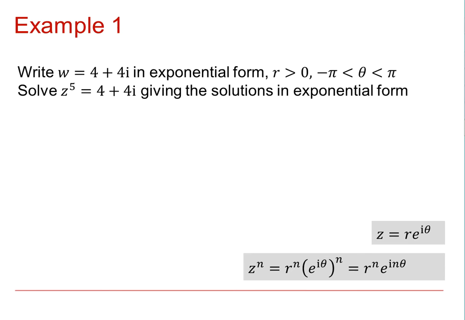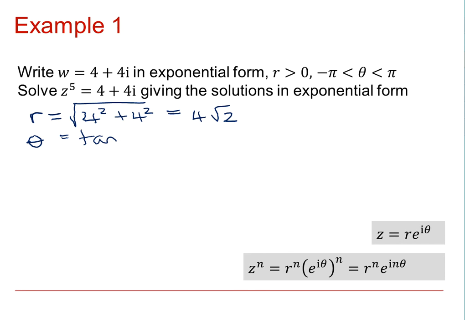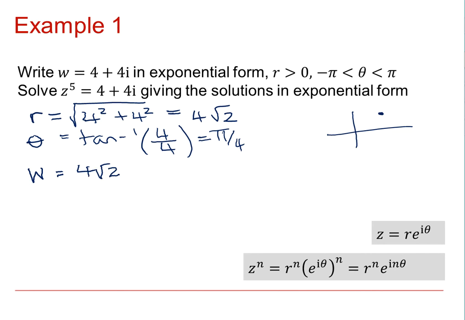In this example, we write w equals 4 plus 4i in exponential form, with r greater than 0 and theta lying between minus pi and pi. Working out r, first of all, being the square root of 4 squared plus 4 squared equals 4 root 2, and theta equal to tan to the minus 1 of 4 over 4, equal to pi by 4. Quick check on the quadrant. 4 plus 4i would be in that first quadrant, so pi by 4 is the correct principal argument. w is therefore 4 root 2 e to the i pi by 4.